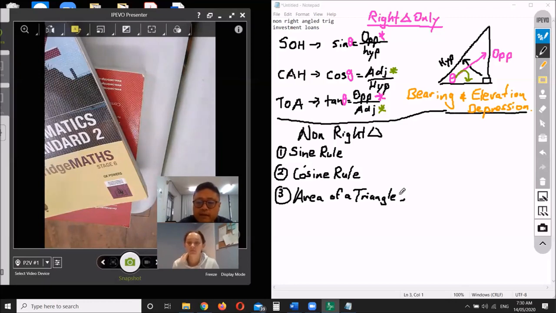Apart from those three rules, there's nothing more that you need to know with non-right angle triangles. However, the sine rule has two versions, and the cosine rule has two versions, depending on whether you're trying to find an unknown side or an unknown angle. Applying the rule is not the hard bit. Knowing which one to use when is the hard bit.